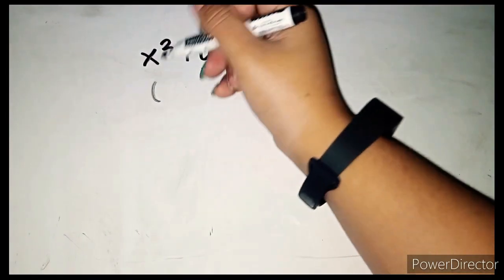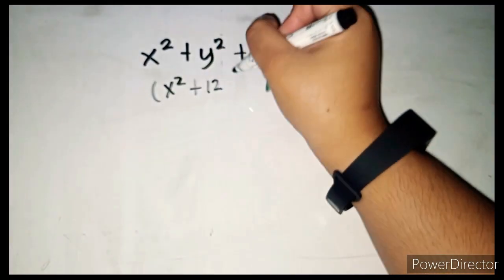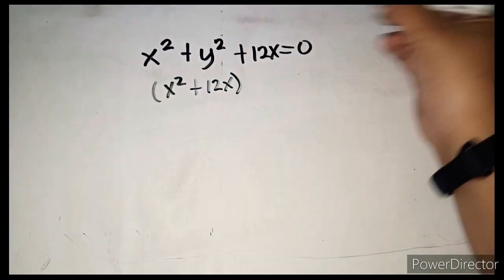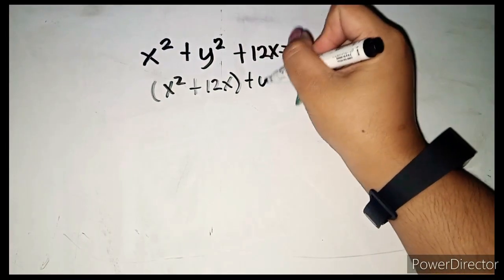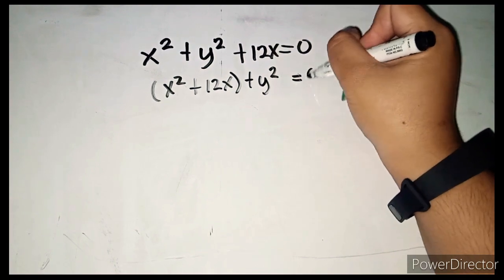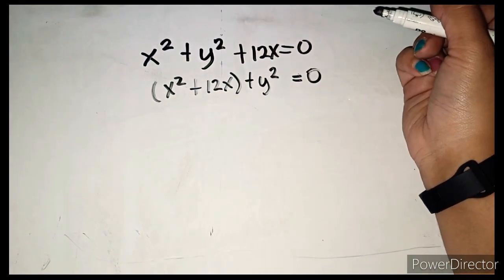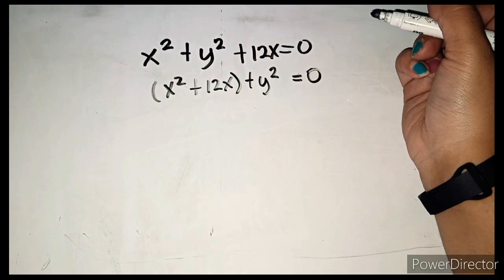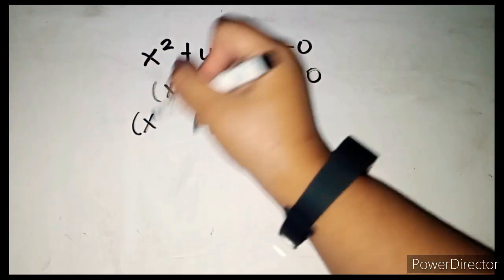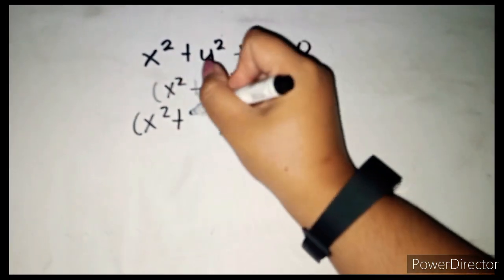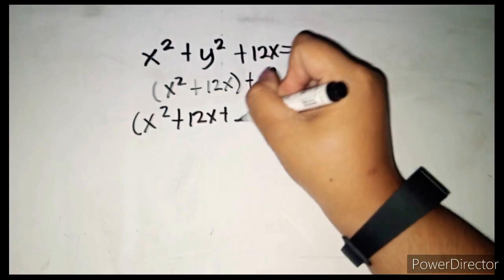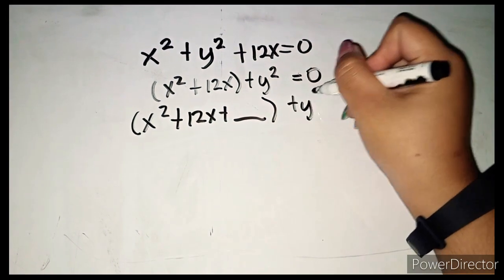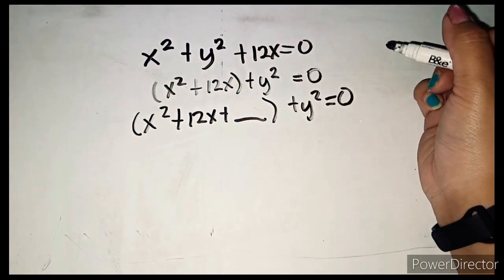So, isolate na natin siya. We have x squared plus 12x. Then, ika-copy na lang natin si y squared. Then, 0. Okay. So, now, ano yung susunod? Yung susunod na step ay finding the third term. So, rewrite natin. So, 12x. Then, hanapin natin si third term. Copy natin si y squared. Then, equal to 0. Okay?